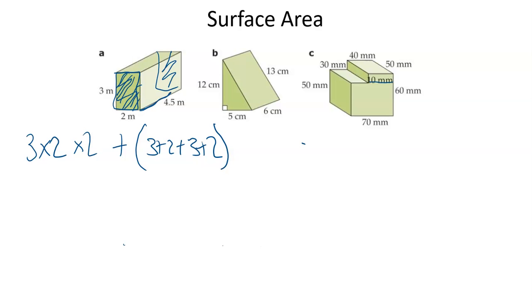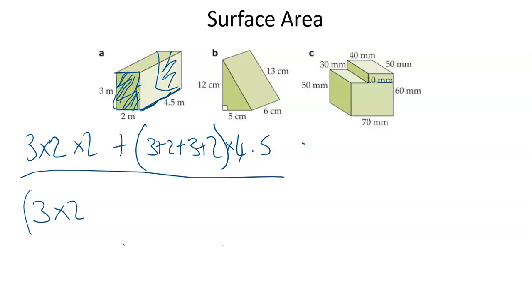And we're going to times that by the length of the prism, times 4.5. And typing all that into the calculator will give you the answer. The other thing you can do is, like I said, you can do it in each side separately.